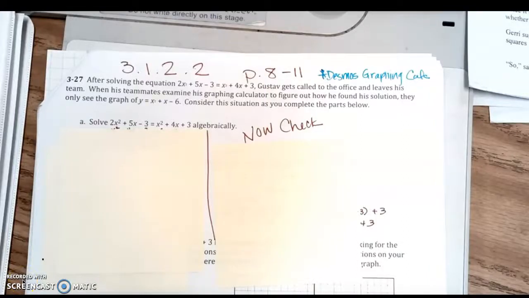Okay, so we're at the top of page 8, and question 27 says, after solving the equation 2x squared plus 5x minus 3 equals x squared plus 4x plus 3, Gustav got called to the office and leaves his team. When his teammates examine his graphing calculator to figure out how he found his solution, they only see the graph of y equals x squared plus x minus 6. Consider this situation as you complete the parts below. Okay? So what did Gustav do?